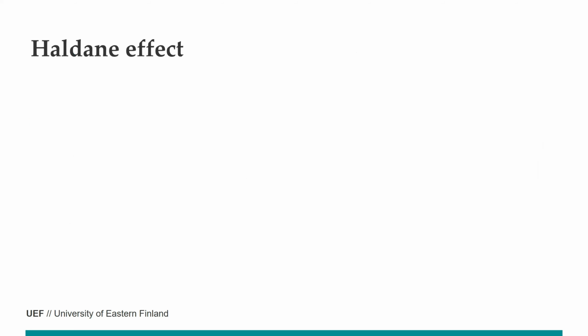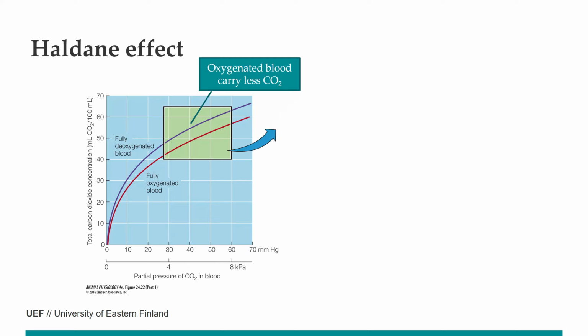But we can get it a little bit easier with the Haldane effect. So depending on how much oxygen we have in the hemoglobin, this oxygenated blood is carrying less carbon dioxide. So over here we have the oxygen, and over here we don't have oxygen. So that means that in that case, it can carry carbon dioxide, or it can be affecting the binding of protons, etc.